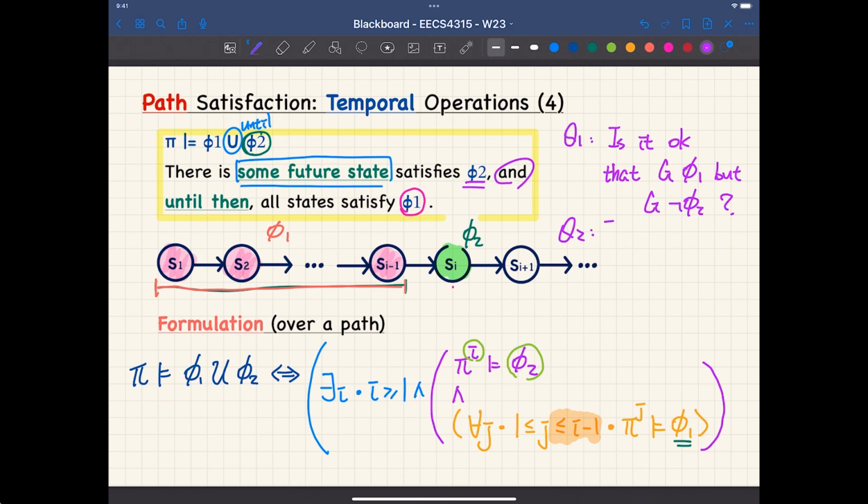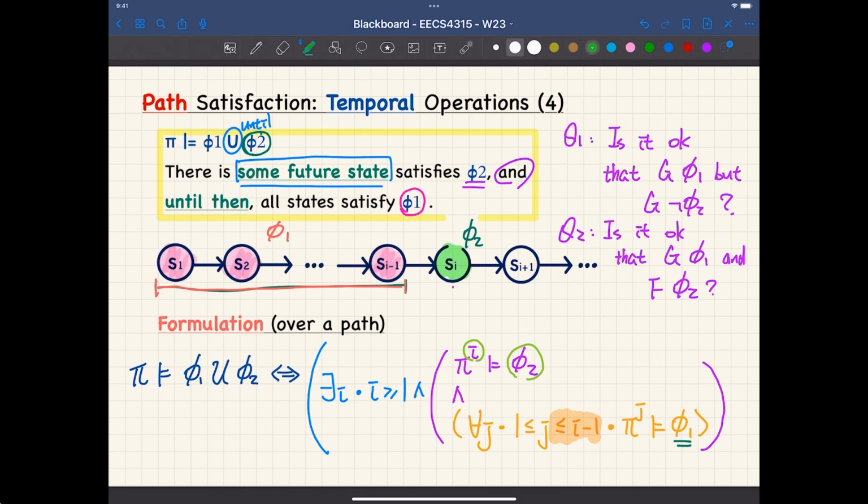Is it okay that phi 1 is always the case, and we know that at some future point, phi 2 is the case? All right, these are the two critical questions. Okay, let me do one by one.